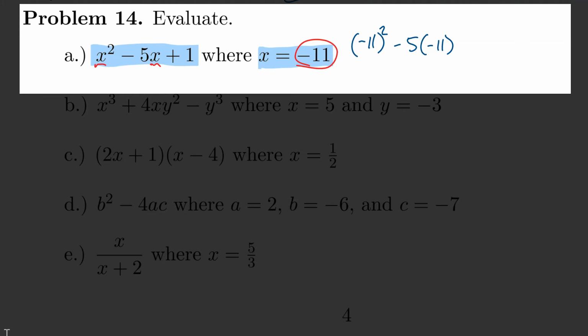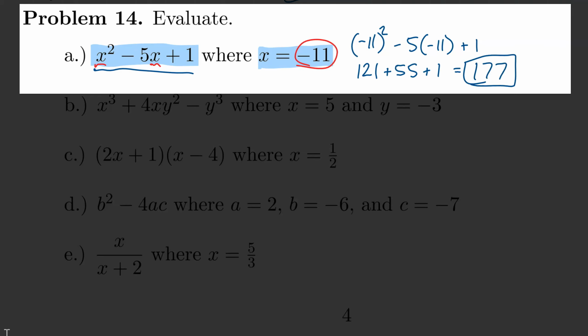Notice that I put each of those negative 11s inside parentheses because I want to make sure that the entire operations in this expression get applied to the value negative 11. So negative 11 is being squared, that becomes a positive 121. Negative 5 times negative 11 is positive 55, and then plus 1. Adding those together, I get 177.